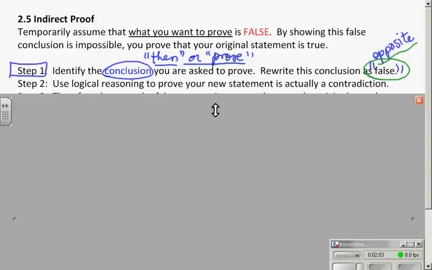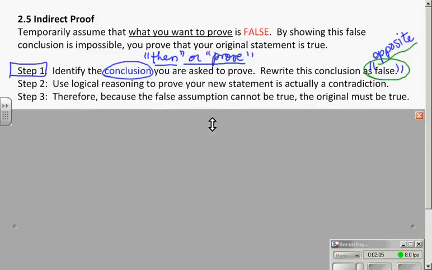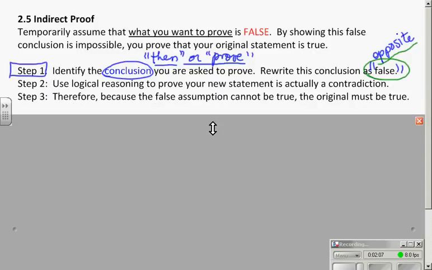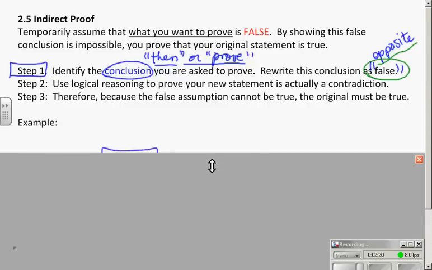Step 2, we're going to use our normal proof steps. And what's going to happen in step 3 is we're going to get a contradiction. Something's going to happen that can't happen that's going to show that our original one was actually true. Therefore, because the false assumption can't be true, the original must be true.